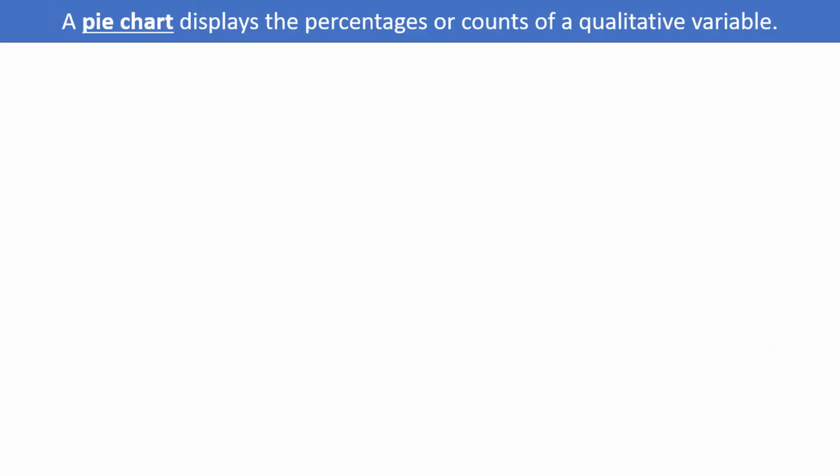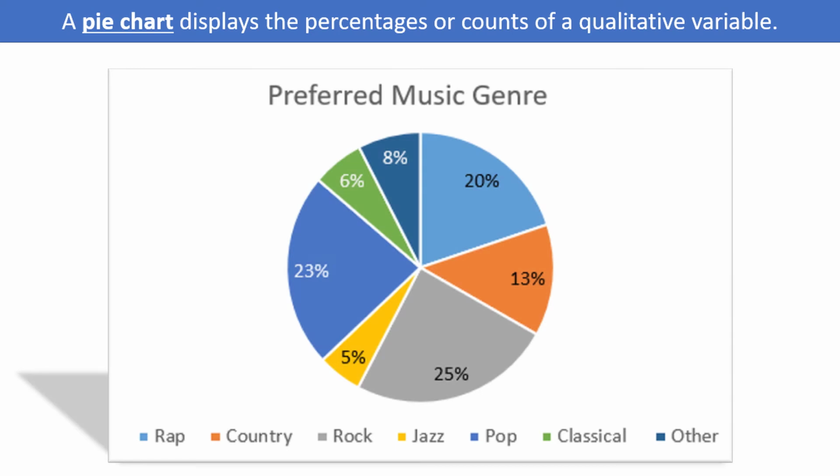Another common type of graph is what we call the circle graph, or pie chart, which is typically used to show percentages or counts for a qualitative variable. Here's an example of preferred music genre for 223 randomly selected individuals. It's important to note that if percentages are used, the number should add up to 100%.